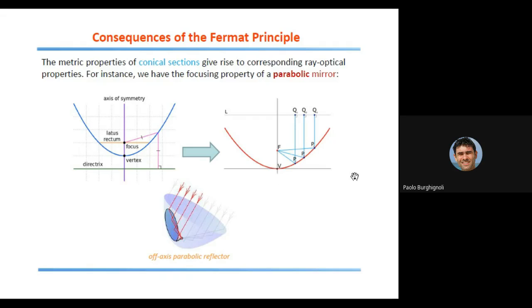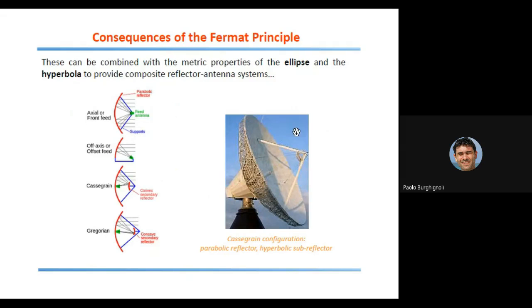And this is, of course, the principle of operation of any parabolic reflector. But also, you can consider ellipses or hyperbolas, whose equations are characterized by the metric properties of stationarity of the sum of paths coming out of the foci in the case of the ellipse, or the difference in the case of the hyperbola. And as a consequence, you have all those antenna reflector configurations which are based on the conic sections.